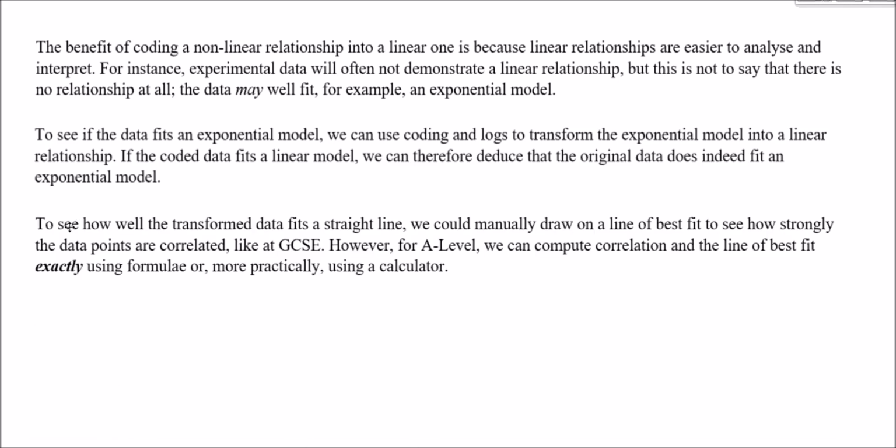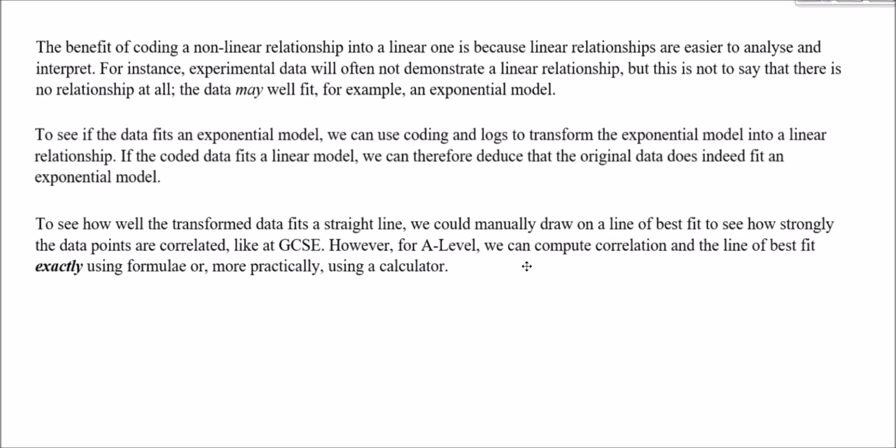To see how well the transformed data fits a straight line, we could still manually draw on a line of best fit by eye, just to see how strongly the data points are correlated, like you would do at GCSE. Get your ruler out and just see where the line would go. You can still get a good feel for if it's well correlated or not. However, at A level we can be more technical.